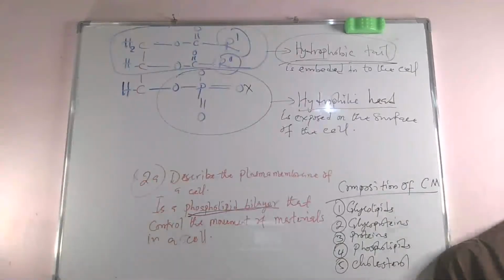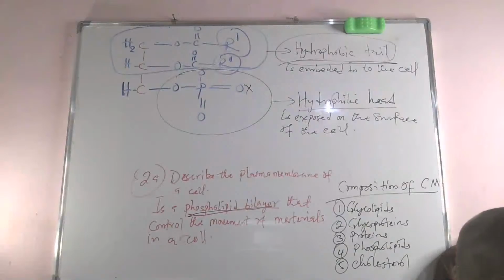So I think even with these five, ladies and gentlemen, you should know what the composition of the cell membrane is. You started with this: a cell membrane is a lipid bilayer that controls the movement of substances across the cell membrane, and this lipid bilayer is made up of hydrophobic tail and hydrophilic head. Then the composition of the cell membrane, then you mentioned this.